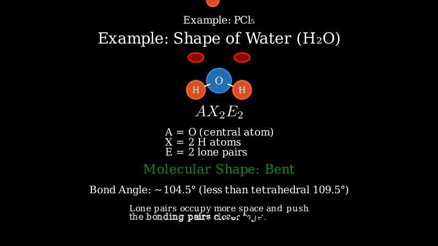Therefore, water has a bent molecular shape with an angle of approximately 104.5 degrees, less than the ideal tetrahedral angle of 109.5 degrees due to the greater repulsion from the lone pairs.